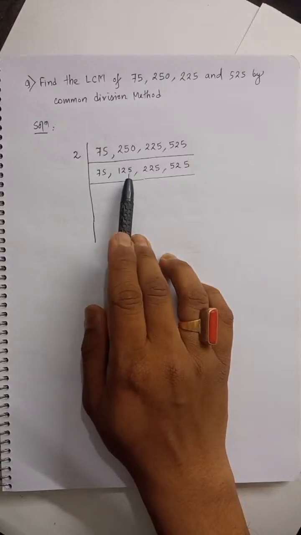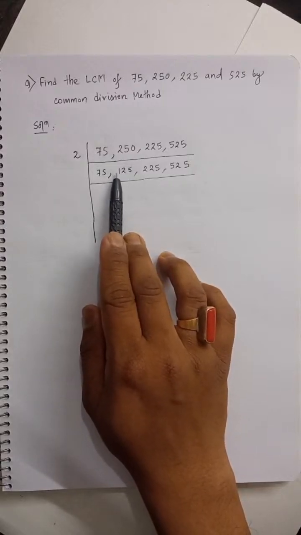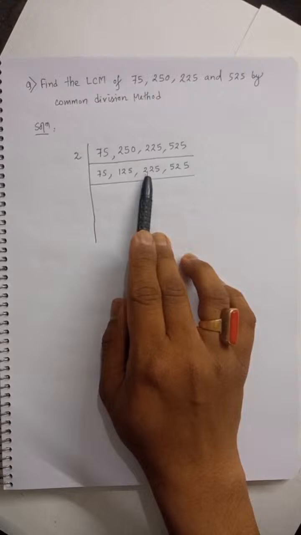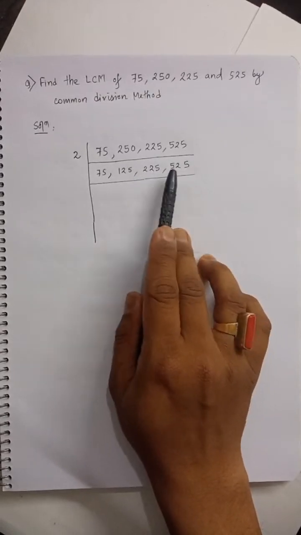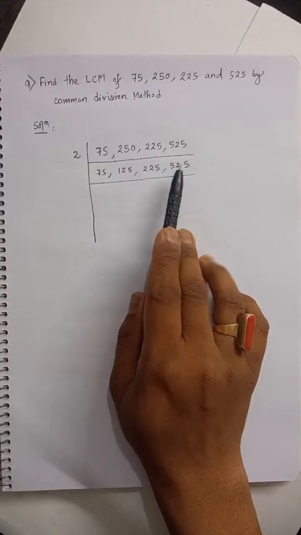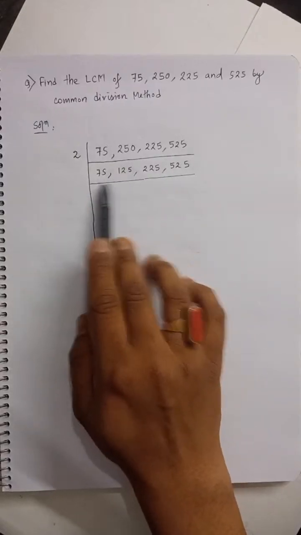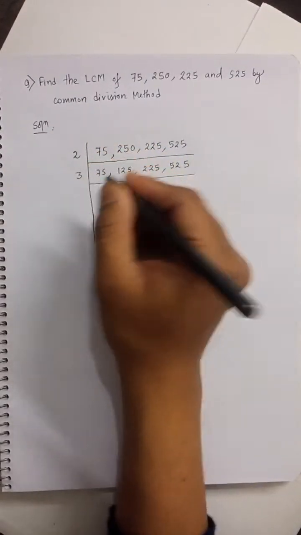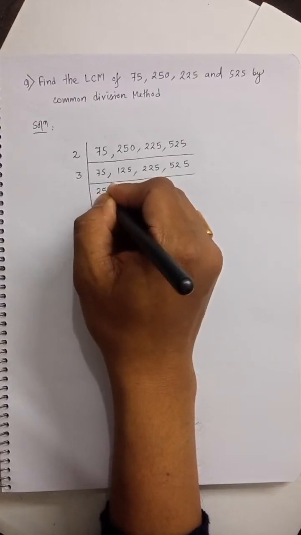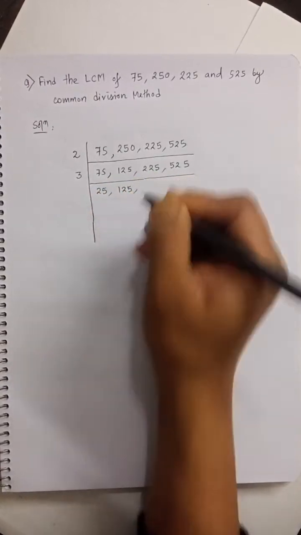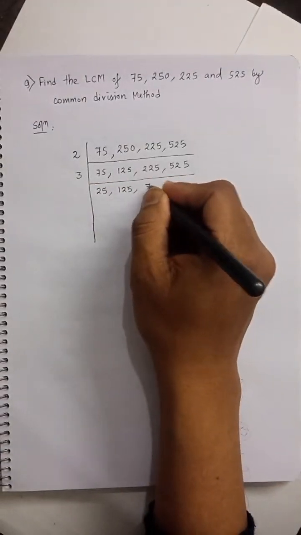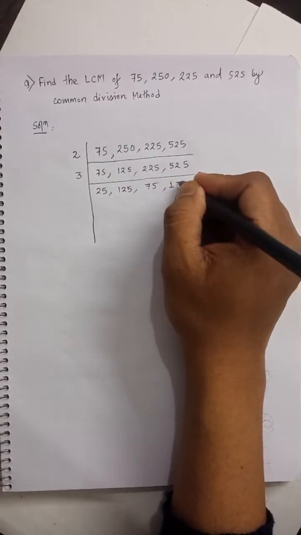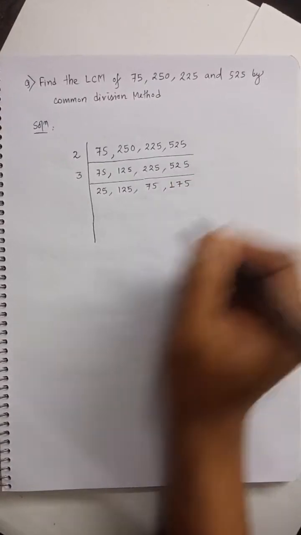125 is not divisible by 3 because 1 plus 2 is 3, 3 plus 5 is 8. Then 225. 225 is divisible because 5 plus 2 is 7, 7 plus 2 is 9. And similarly 5 plus 5 is 10 and 10 plus 2 is 12. So except 125, all the three numbers can be divided by 3. So I will divide it by 3. So 75 divided by 3 is 25. 125 will remain unchanged. This will be 75, and this will be 3 into 7 and 5. Okay.